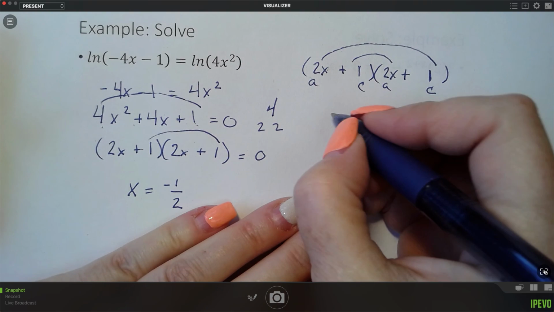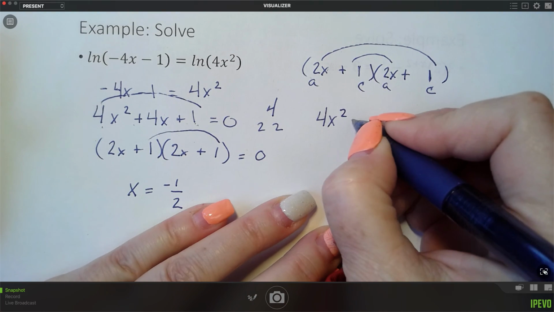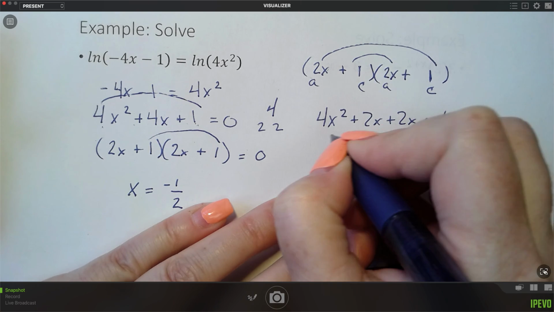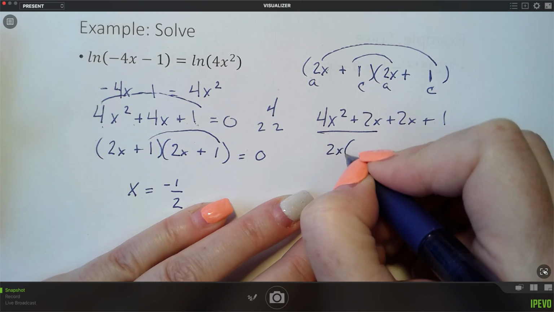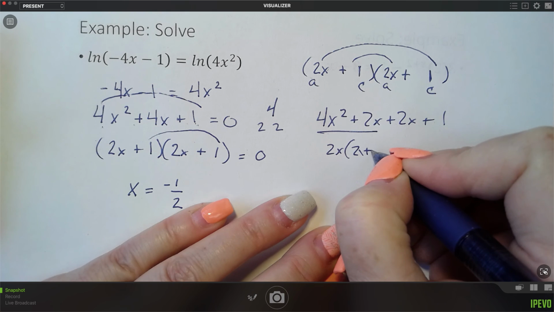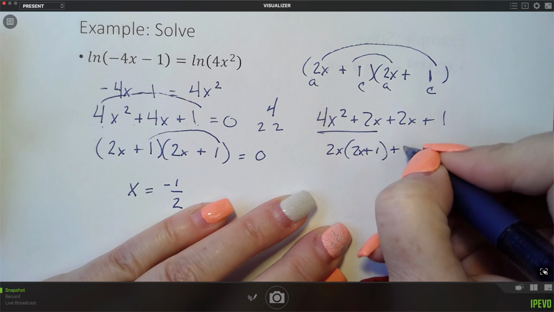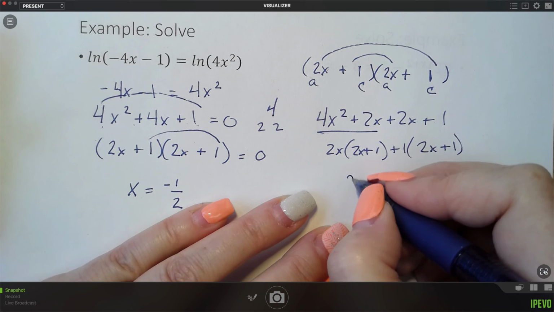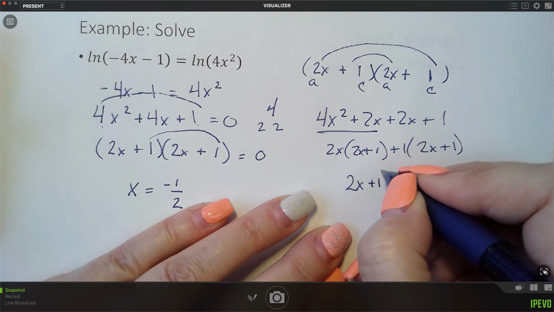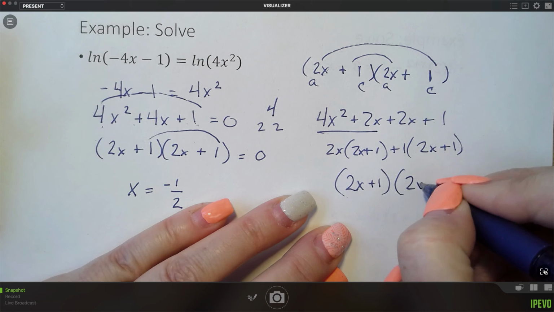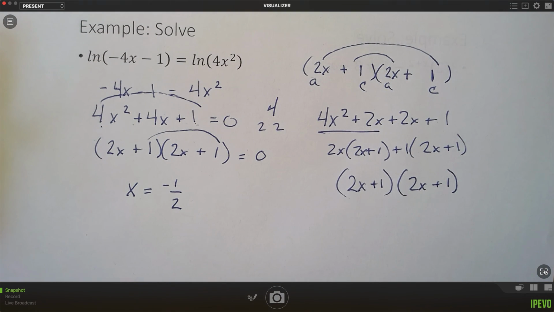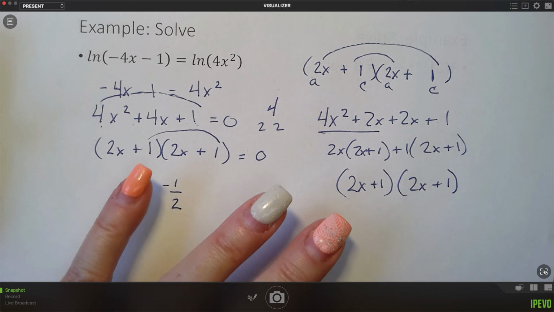Or you could do your grouping and do 2x plus 1, 2x, 2x plus 1, and 2x plus 1. See that? Anybody do it this way? I forgot about that. Who did? Autumn, you did grouping? Okay, so you could do grouping or you could just do them.